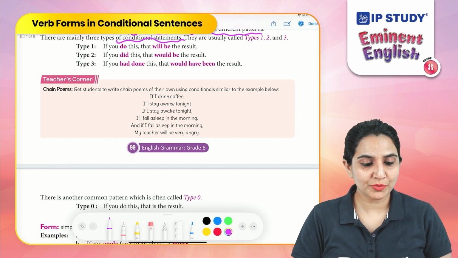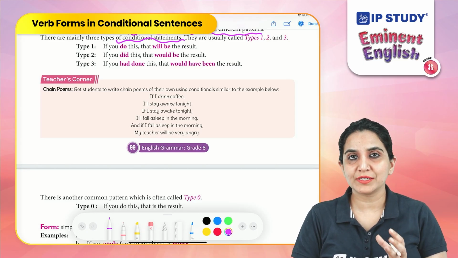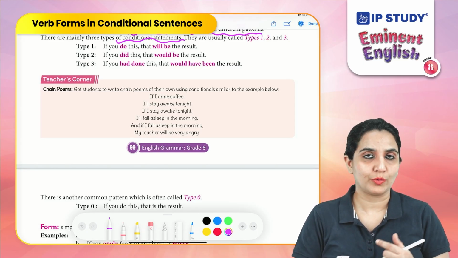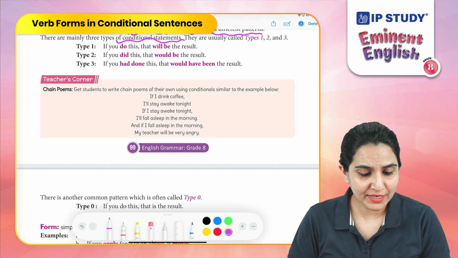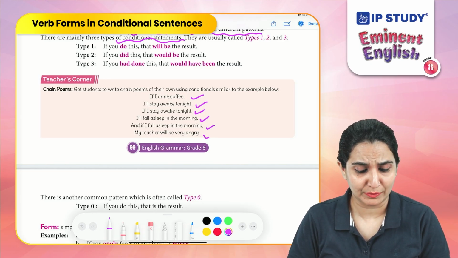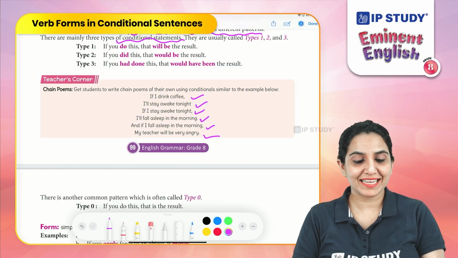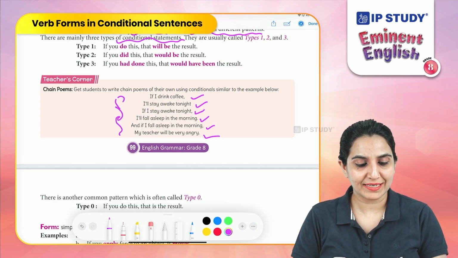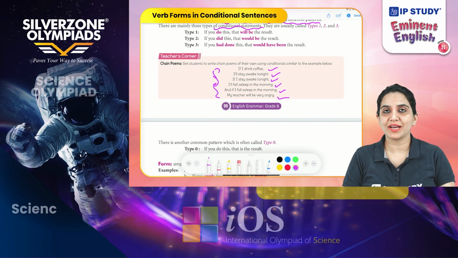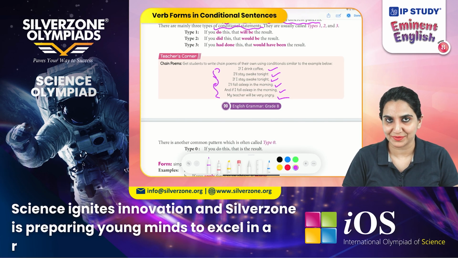I want you to read this beautiful conditional poem. It is just for fun and you can try creating your own as well. If I drink coffee, I'll stay awake tonight. If I stay awake tonight, I'll fall asleep in the morning. And if I fall asleep in the morning, my teacher will be very angry. This is like a chain poem and it is made by using conditionals. Well, you can try to make a similar poem at home as well.